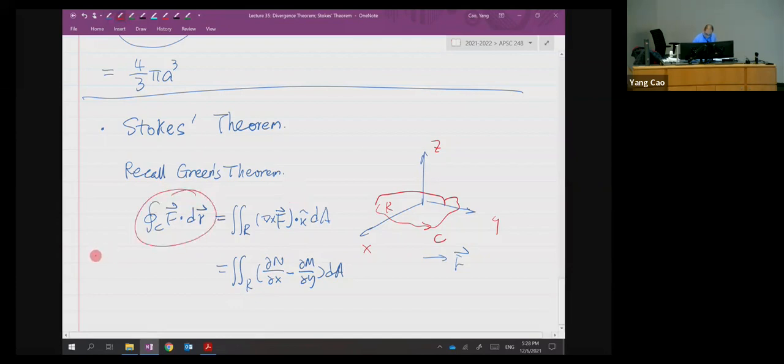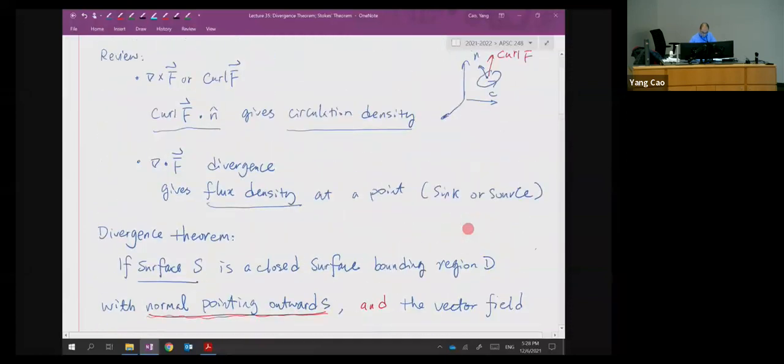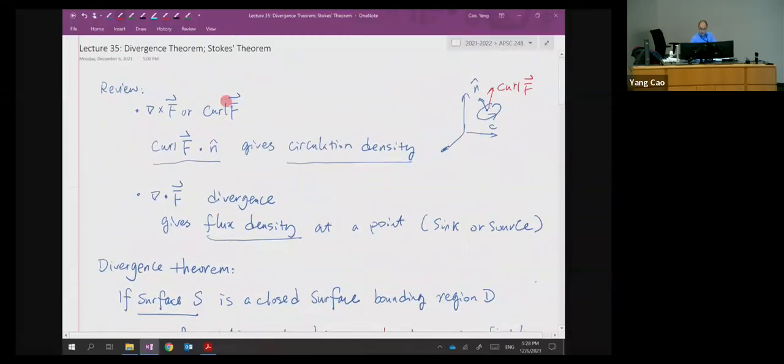So if you look at Green's theorem here, this side is the total circulation over C. And on this side, your integrand is del cross F dot k hat. First of all, what's del cross F? Go back to the beginning of the review. It's the curl. And when you take the curl dotted with a certain direction, in this case k hat, you get the circulation density in that direction, k hat.